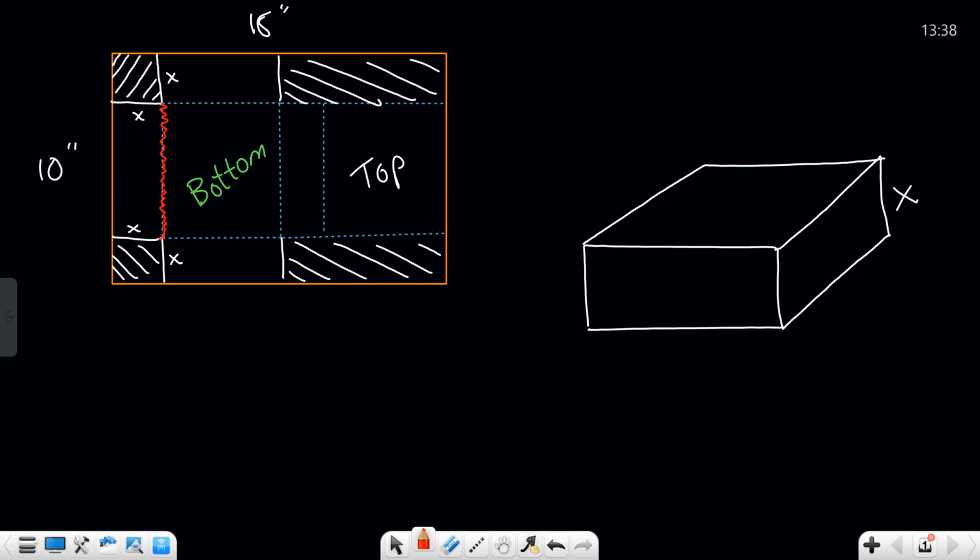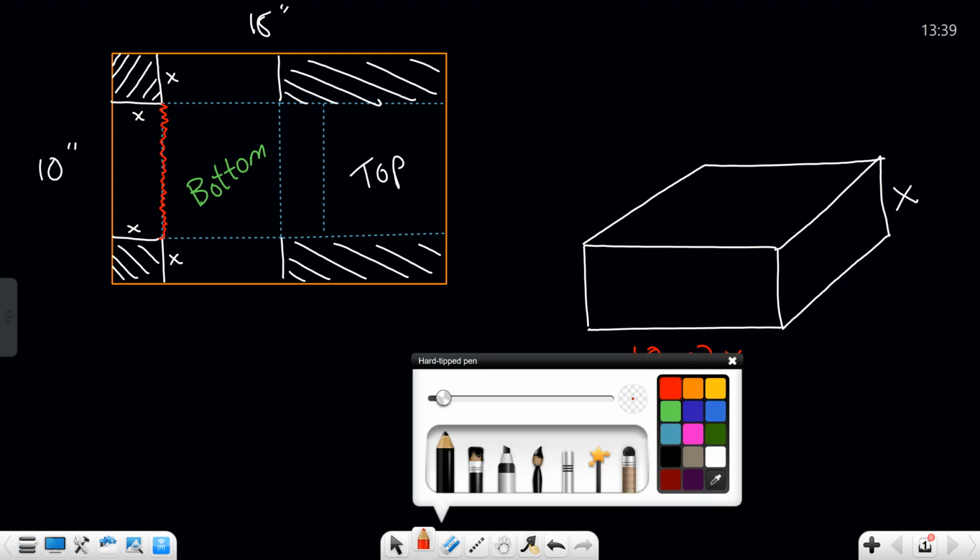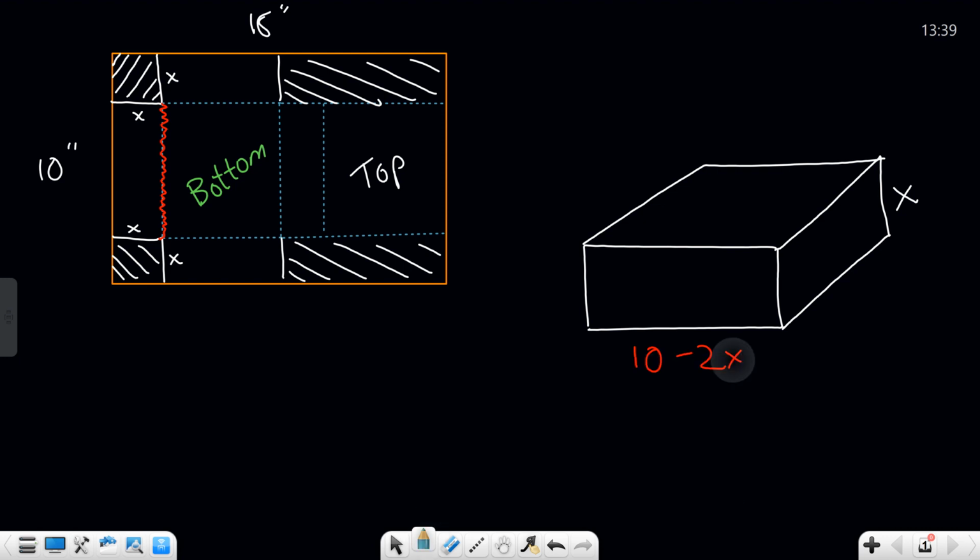Could you explain that, please? First of all, say it louder so they can hear you. 10 minus 2x. Why? Because that full length of that side is 10, and then you have two x's, so like one on the top, one on the bottom. So 10 minus 2x. We good? Any problems? Good. That's the easier one. Now the harder one. How long is this side?